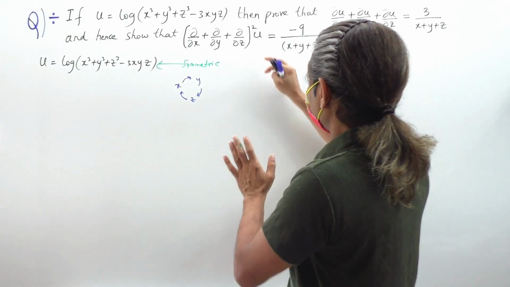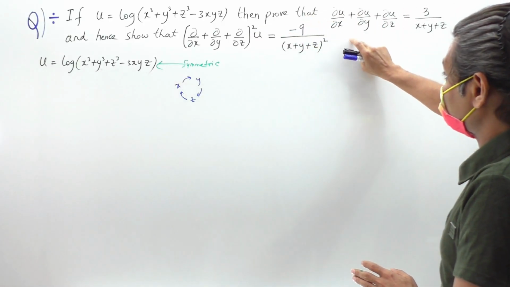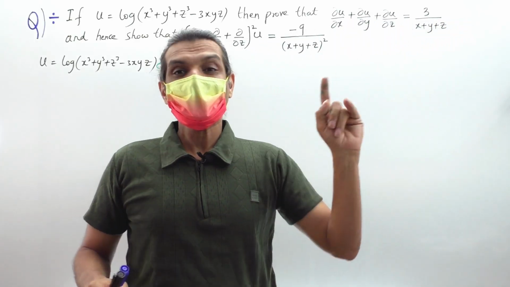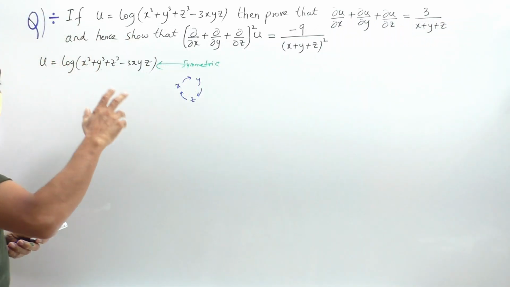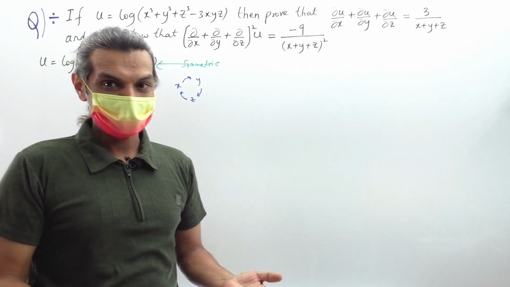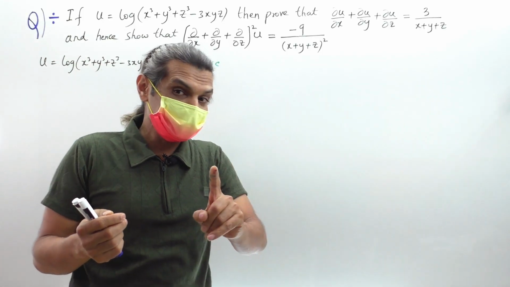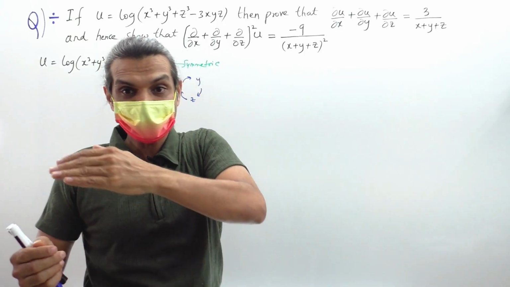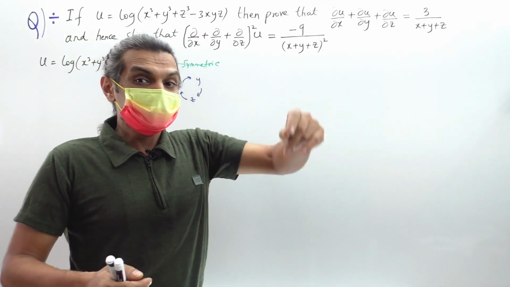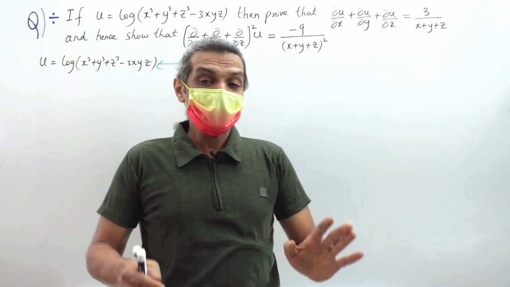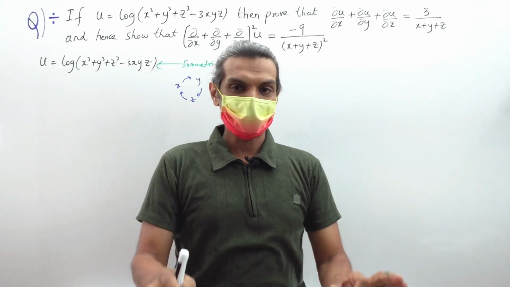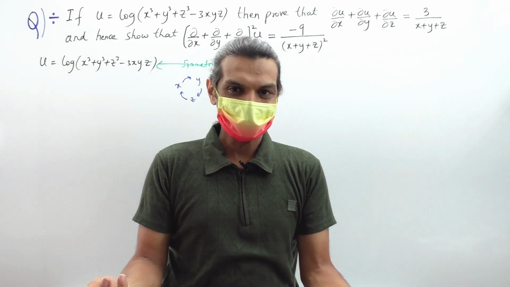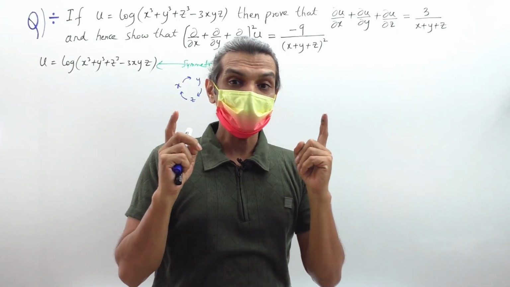See what we need to show. Prove that dou u by dou x plus dou u by dou y plus dou u by dou z. We need to find all three partial derivatives. Now, if you know it's symmetric, x becomes y, y becomes z, z becomes x, cycle. If you simply find dou u by dou x, you need not find dou u by dou y and dou u by dou z. Simply change x to y, y to z, and z to x. That's it. Very simple. That is the advantage of symmetric functions.